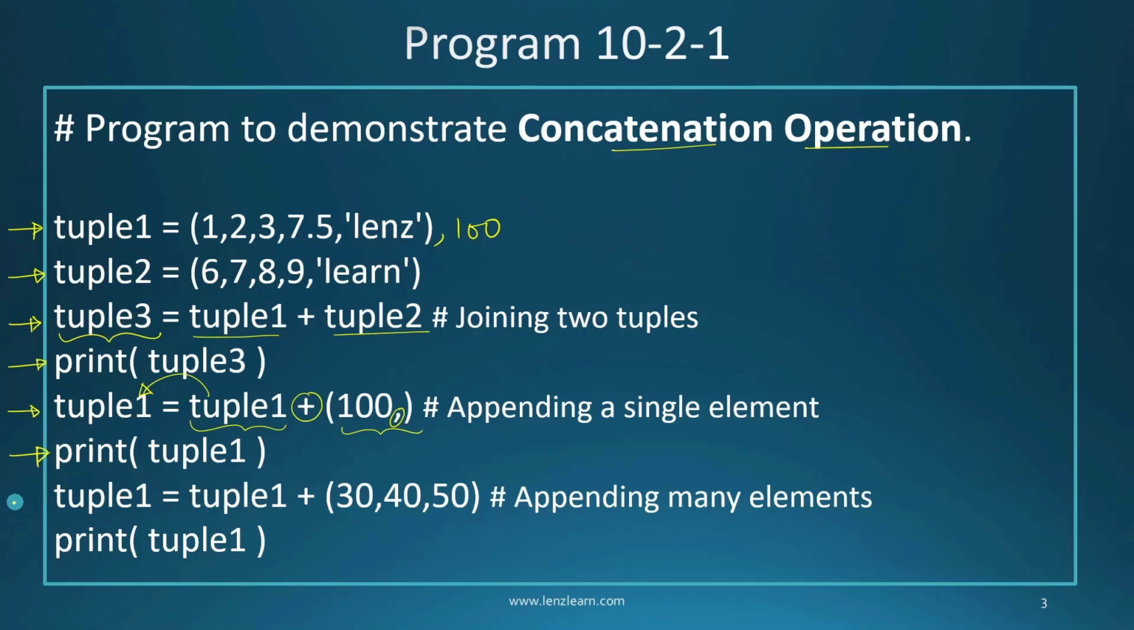You can also concatenate multiple elements to a tuple. In the next statement, you have an example for that. Here you can see to the elements of tuple 1, you are joining 30, 40, and 50 as a new tuple. Now the content of tuple 1 will be 1, 2, 3, 7.5, lengths, and 100, which is already there because we have added it. And after 100, 30, 40, and 50 will be added. In the final statement, when you print the value of tuple 1, you will see the content just like this.